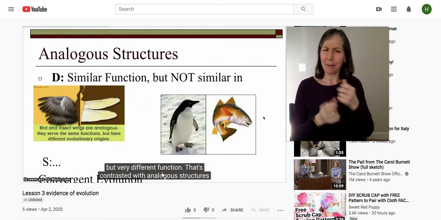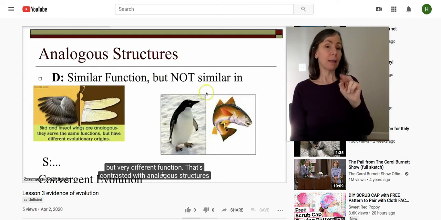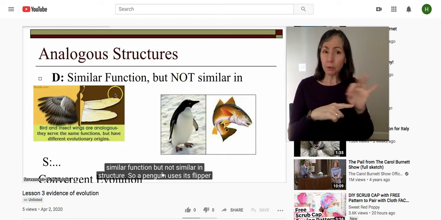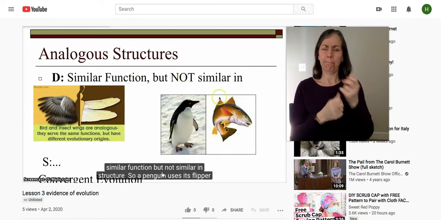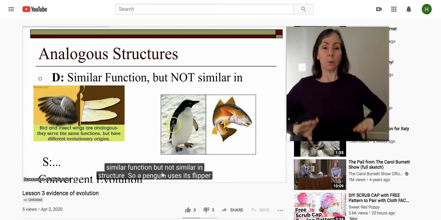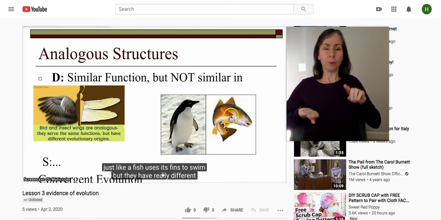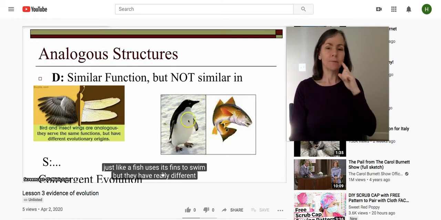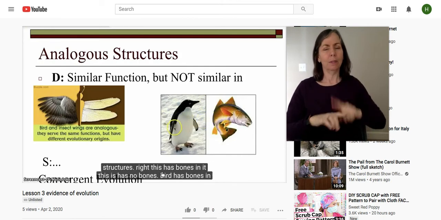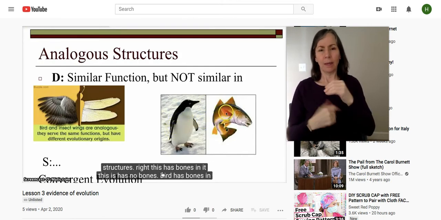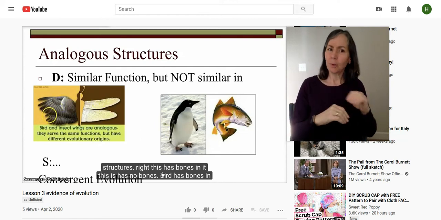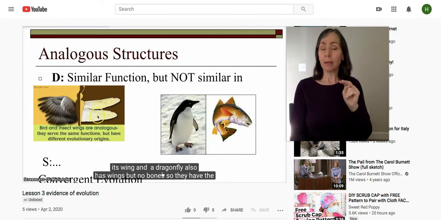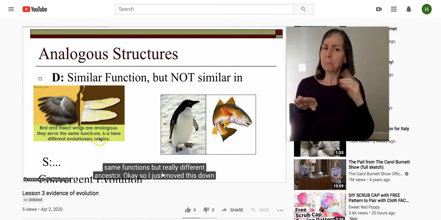That's contrasted with analogous structures, similar function, but not similar in structure. So a penguin uses its flippers to swim. A fish uses its fins to swim, but they have really different structures, right? This has bones in it. This has no bones. A bird has bones in its wing, and so does a dragonfly. Also has wings, but no bones.